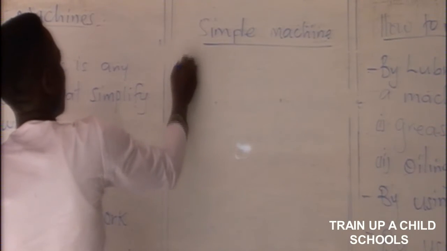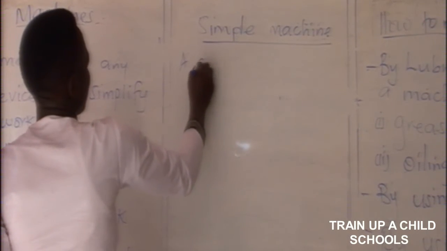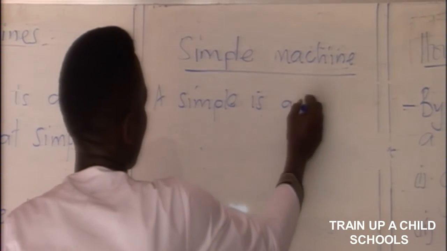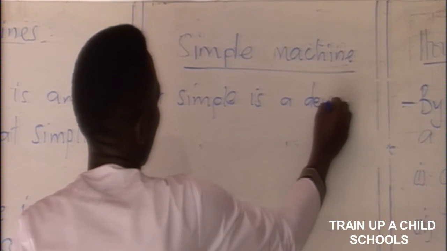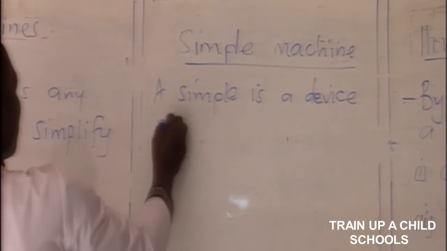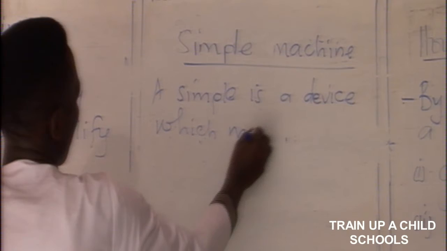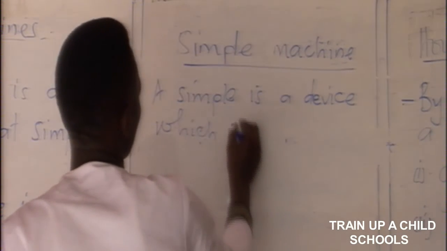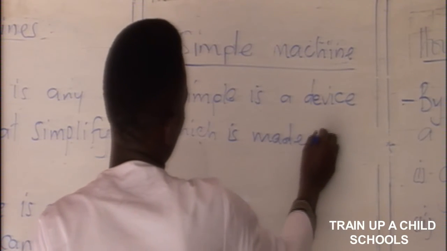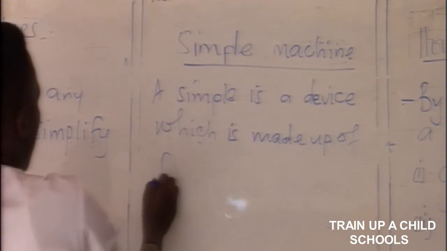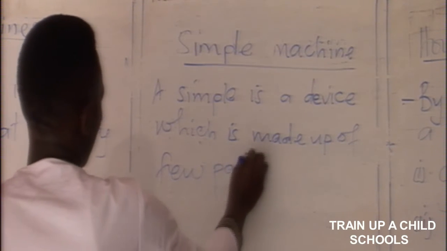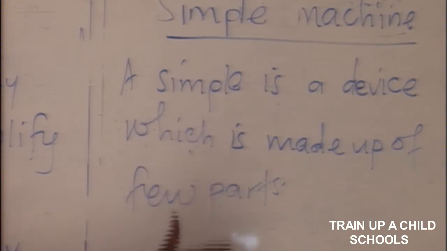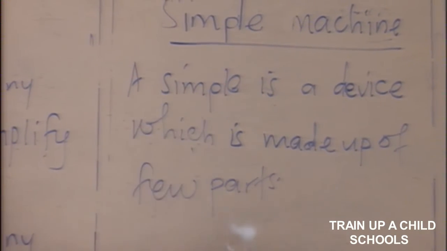A simple machine is a device which is made up of... basically, this is actually a definition of a simple machine. A simple machine is a device which is made up of few parts.